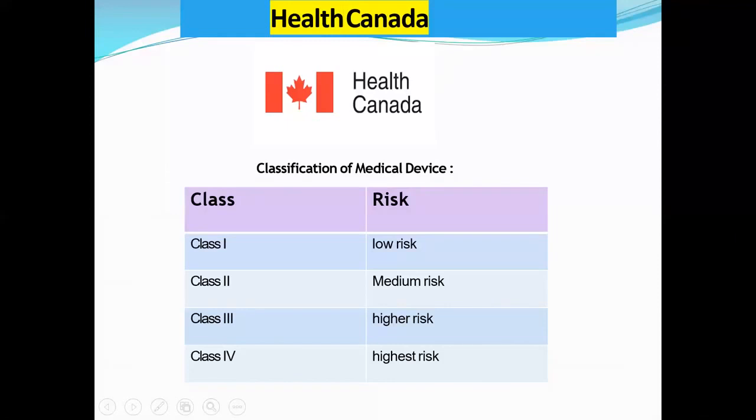So that is the difference from the US and Europe, and we have seen TGA also. But here you can see class 1, 2, 3 and 4, whereas we have not seen class 4 in previous countries like the US, Europe and TGA. So please remember that only Health Canada has the classification as class 1, 2, 3, 4.